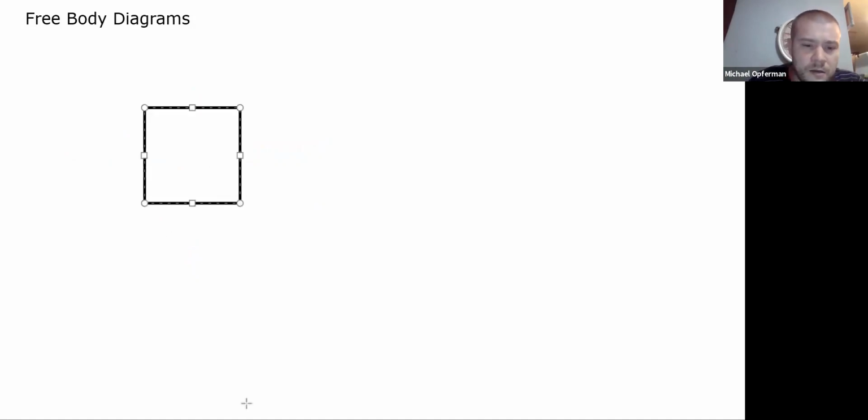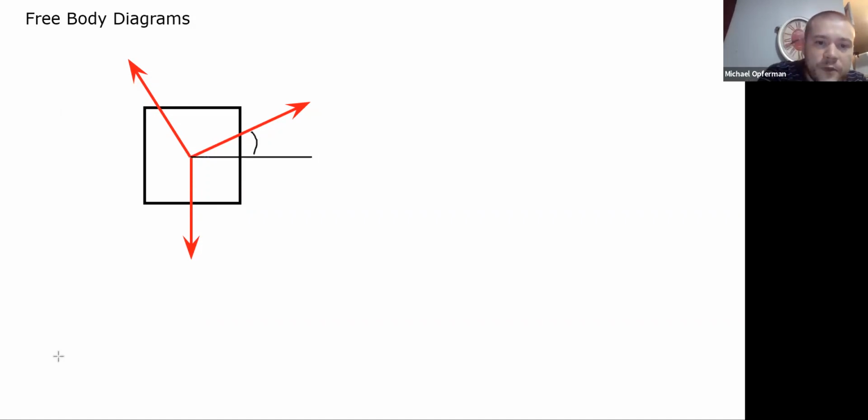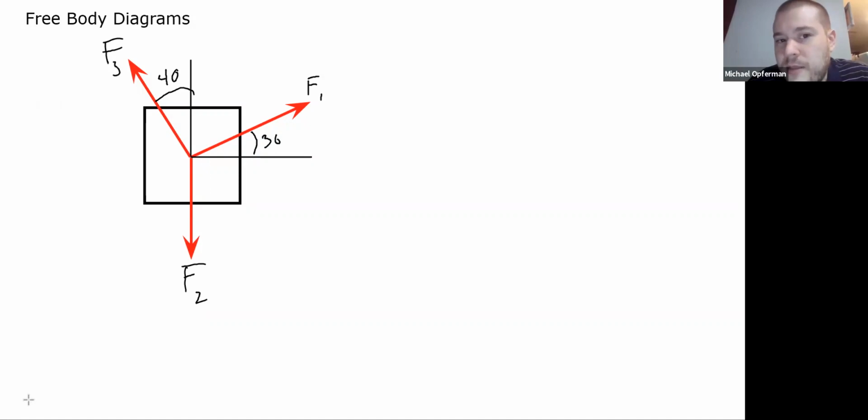Okay, so let's say we had an object like this, and let's say maybe there's a force acting on it like that, and there's a force acting on it like this, and there's a force acting on it up this way. When I do this, I would need to make sure that I know what the angles of these forces are as well. So I would want to label, okay, maybe I know that this is a 30-degree angle here, and maybe this here is a 40-degree angle or something. And in this case, maybe these are just F1, F2, F3. So there's another example of a free body diagram.